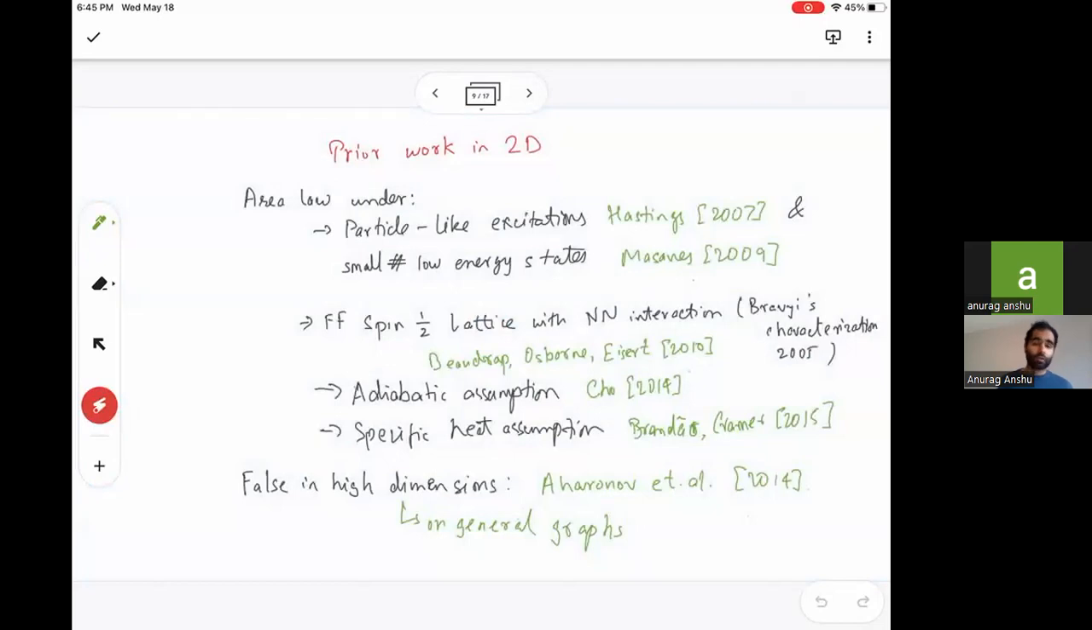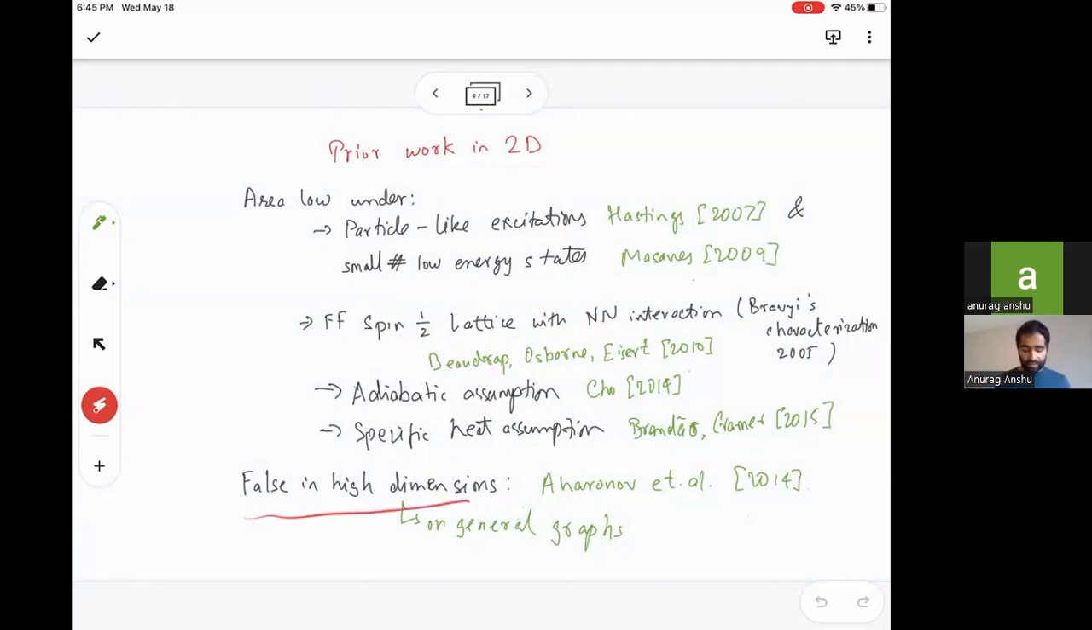Let me mention some prior works in the past that have shown area law under different assumptions, such as particle-like excitation or small number of low-energy eigenstates, frustration freeness, and spin half system with nearest neighbor interaction, adiabatic assumptions, specific assumptions, and so on. These assumptions are incomparable as far as we know with the assumption of local gap or also the assumption of spectral gap.